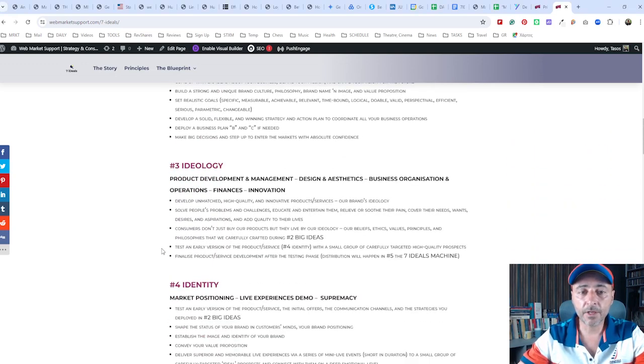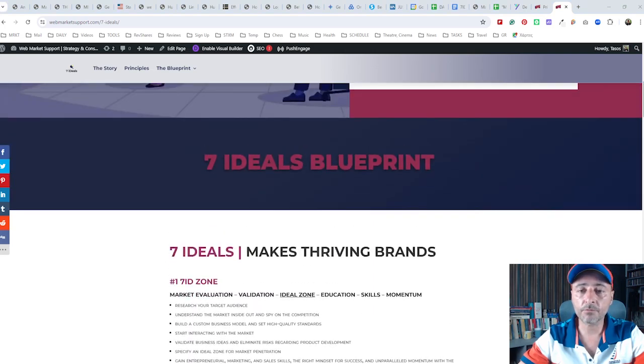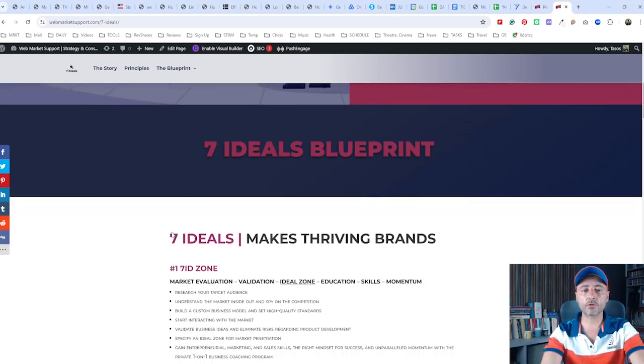And then the third phase, ideology, is when innovation happens. Ideology, innovation. So this is when we develop products and we manage products. There is design and aesthetics, business organization, operations, our finances, and innovation. So innovation happens in the third phase. It's a process, and we start by testing the market with information products. So that's how the 7 ideals methodology works.